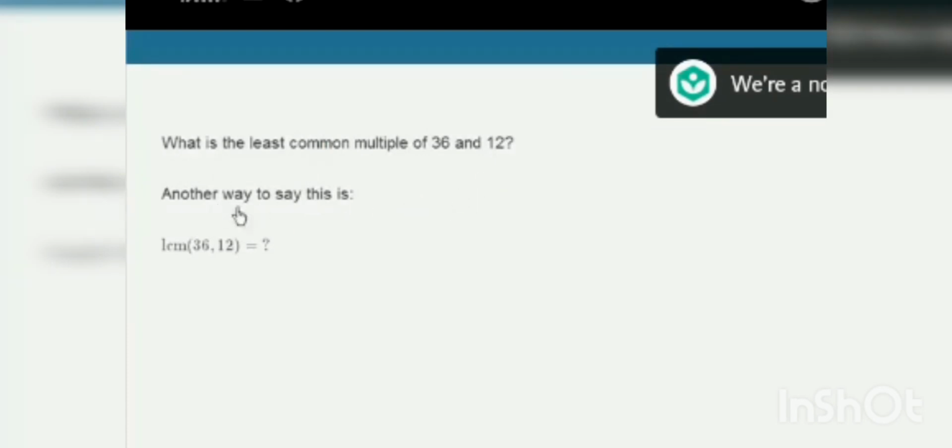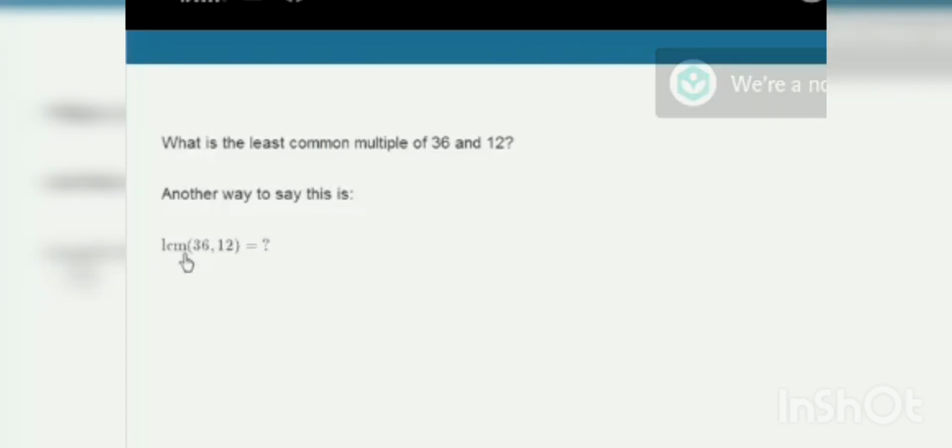For example, what is the least common multiple of 36 and 12? Another way to say this is LCM in parentheses 36 and 12. And this is literally saying, what's the least common multiple of 36 and 12? Well, this one might pop out at you because 36 itself is a multiple of 12. And 36 is also a multiple of 36, it's 1 times 36. So the smallest number that is both a multiple of 36 and 12, because 36 is a multiple of 12, is actually 36. There we go. Let's do a couple more of these.